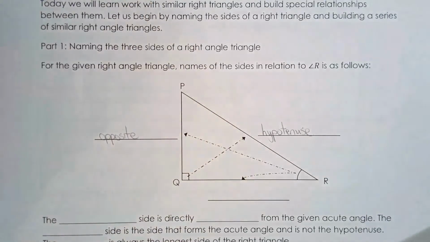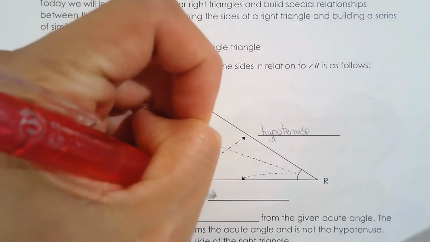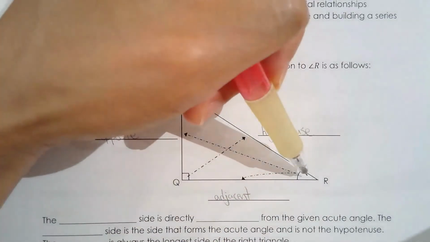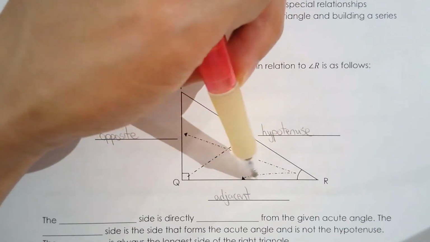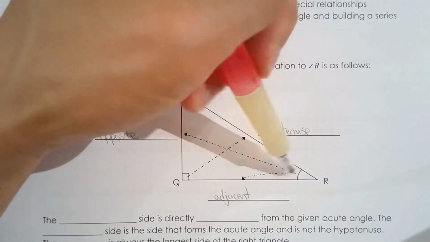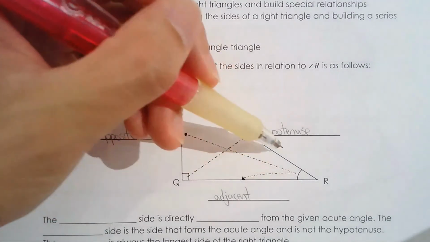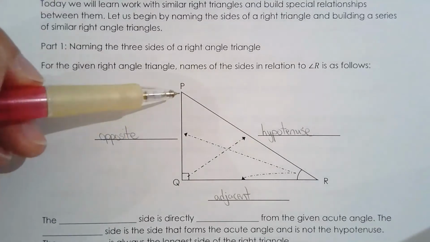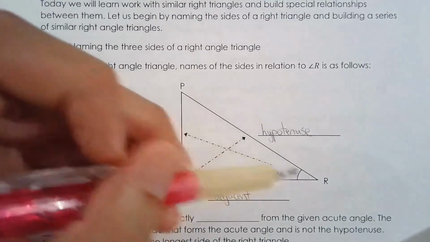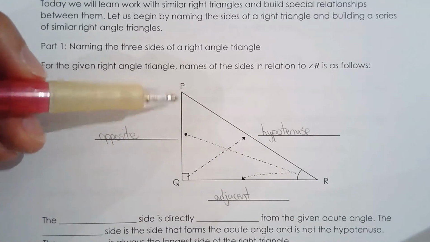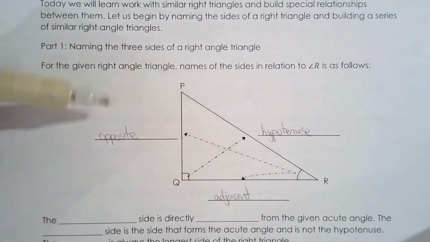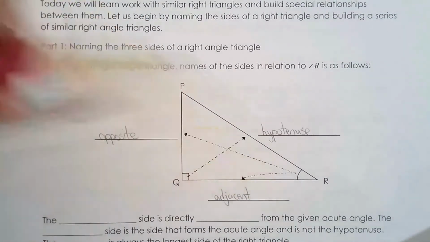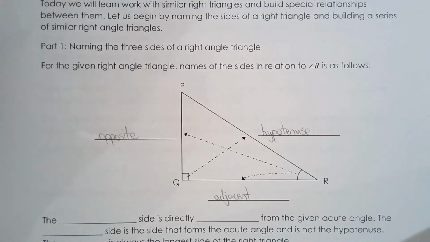Now, the last side of the right triangle is called adjacent. If this is angle R, the side is adjacent. QR is adjacent, beside angle R. So the side that's not the hypotenuse, that's the adjacent side. So we have the hypotenuse, which is something we're very familiar with. We have the opposite side, the side which is opposite to the given angle. And then lastly, we have the adjacent side, which is beside the given acute angle, which is not the hypotenuse.